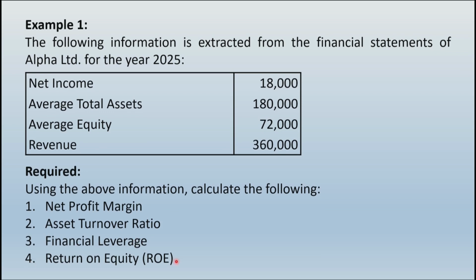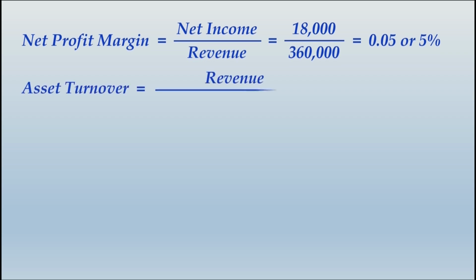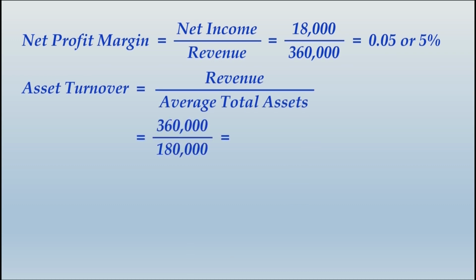And of course at the end we are not just going to compute these four, we are going to analyze the DuPont part. So what we have learned in the initial chain, if we try to put this by calculation, net profit margin will be net income divided by revenue, that will be 0.05 or 5%. Assets turnover will be revenue divided by average total assets, and that will be 360,000 divided by 180,000, that comes to 2 times.